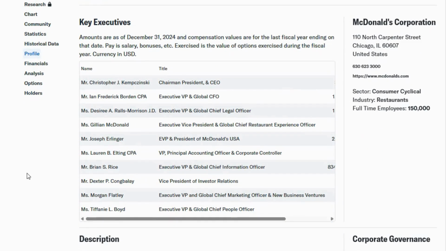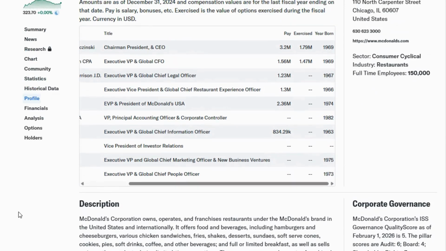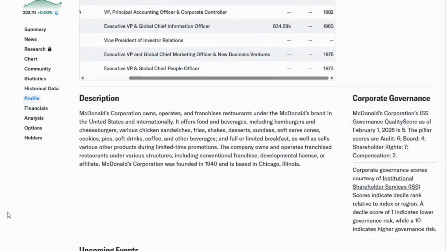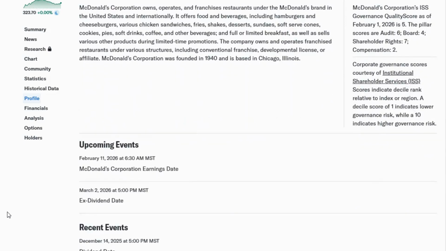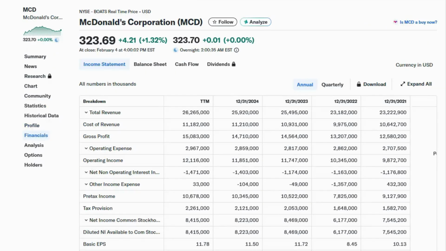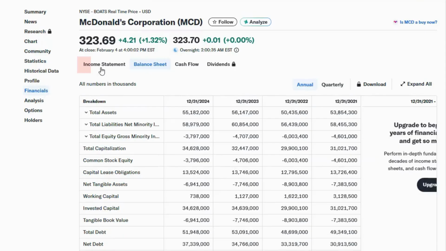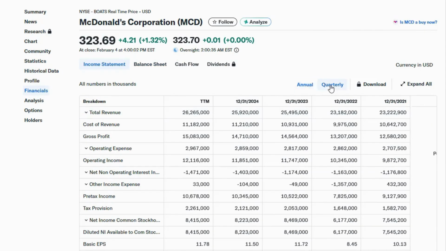On the Profile tab, you'll see McDonald's key executives and their compensation information if you scroll to the right. You'll also see which sector and industry McDonald's belongs to. Below that, you'll find a short description of the company, corporate governance information, upcoming events, and key filings. On the Financials tab, you can view the company's historical financial statements, including the income statement, balance sheet, and cash flow statement. These statements are available on both an annual and quarterly basis.